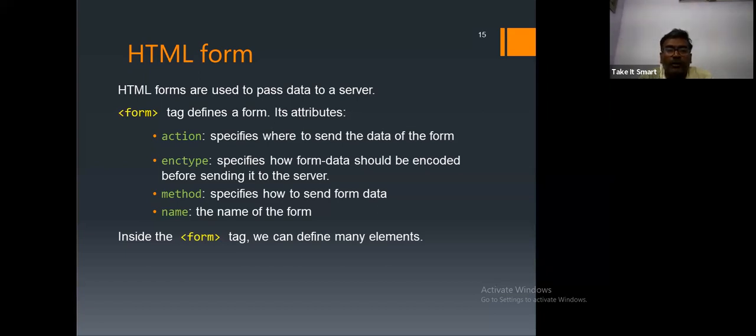Fine. So form tag will have an action. So action, on the submit button, we can call the action, which can send the data to XML or a database, and we can encrypt, and we can call any method, we can call any pages. Fine. And there will be a name, the name of the form. So inside the form tag, we can define many elements, which we are going to see now.